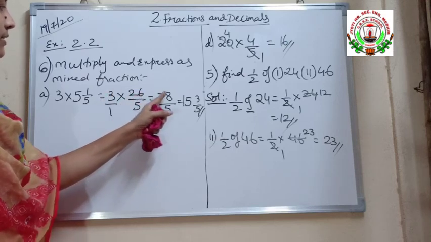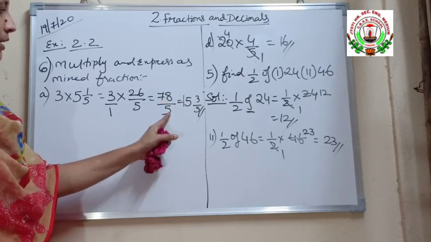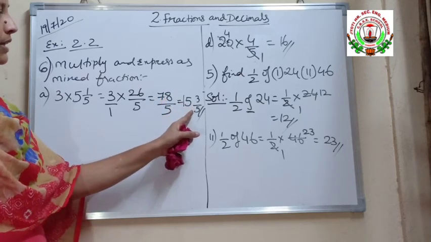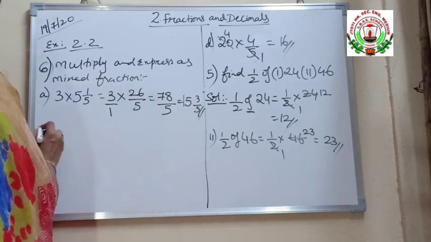3 into 26 is 78 by 5, and I have divided this 78 by 5, and I have got the mixed fraction as 15 3 by 5. This is your answer. One more question.